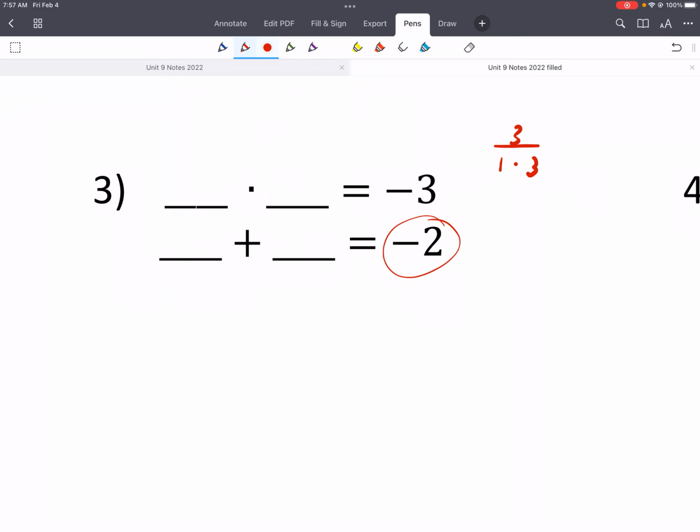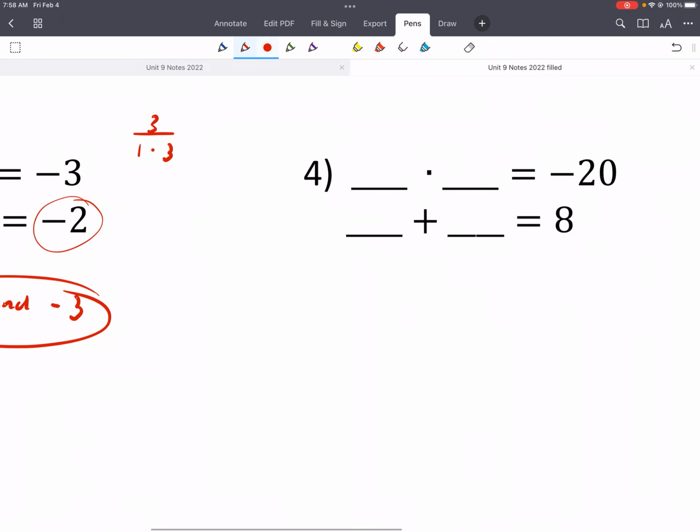So if you did 3 minus 1, well, that would give you positive 2. So that's not going to work. But we could do 1 minus 3, okay? And you don't need to have the plus here. It could be addition or subtraction, okay? So if you want to have that be minus 3, then those would be the two things that would make that work. Because 1 times negative 3 gives you negative 3, and 1 minus 3 gives you negative 2. So 1 and negative 3.